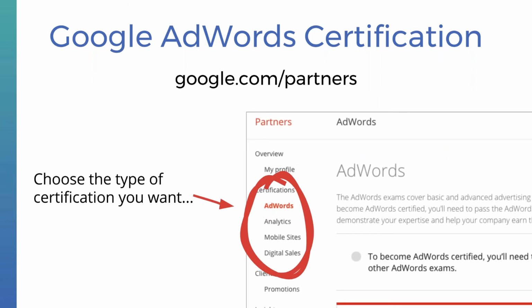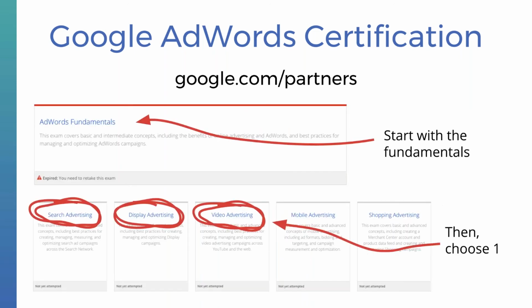So once you log into google.com/partners to start your certification journey, all you have to do is select the type of certification that you want. In this case, we're going to click on AdWords. You can see there's Google Analytics, mobile sites, digital sales, but we're focused primarily on the advertising aspect. So click on AdWords. Head over to the AdWords fundamental exam.